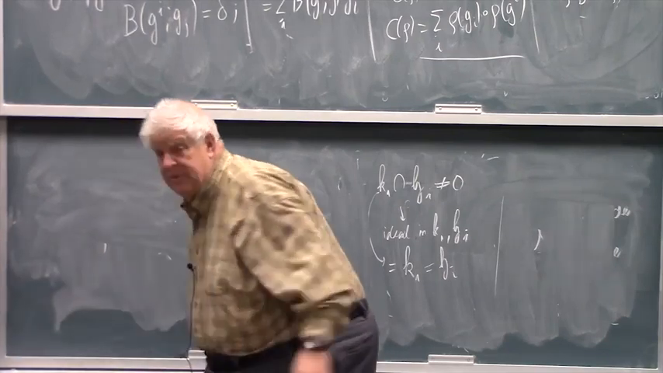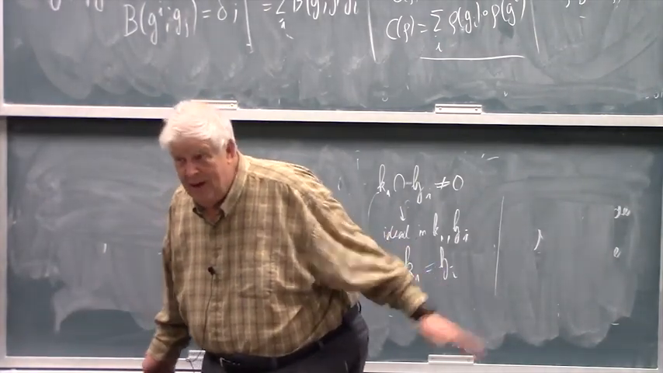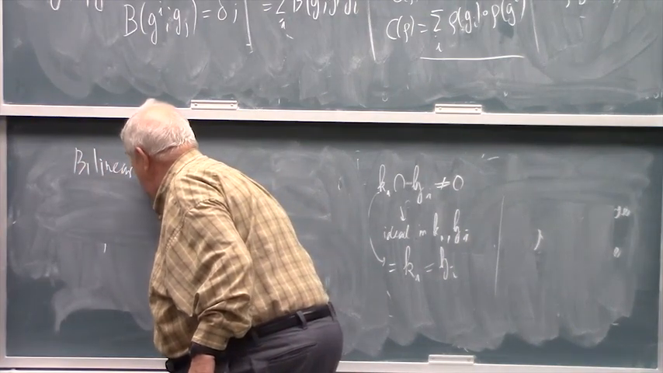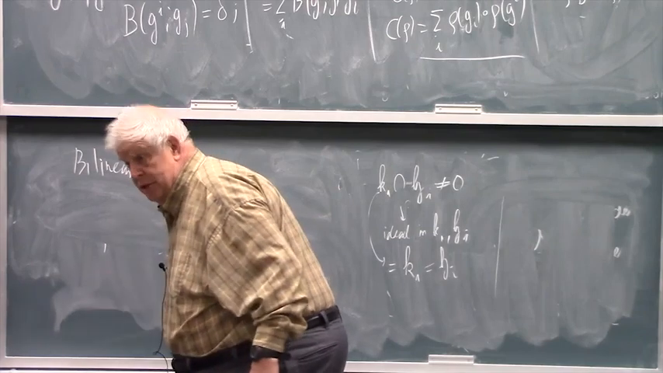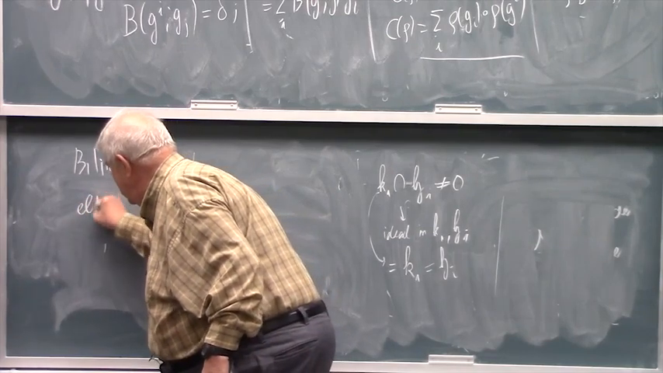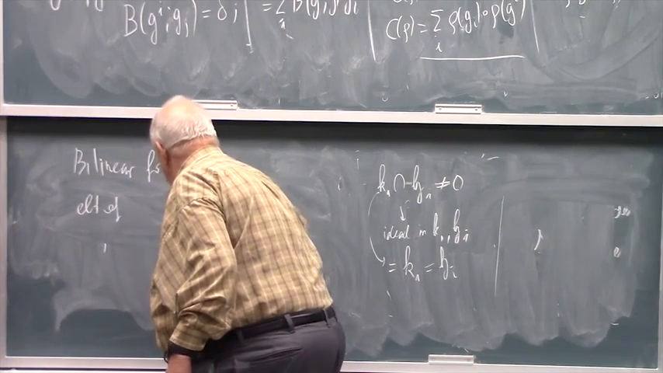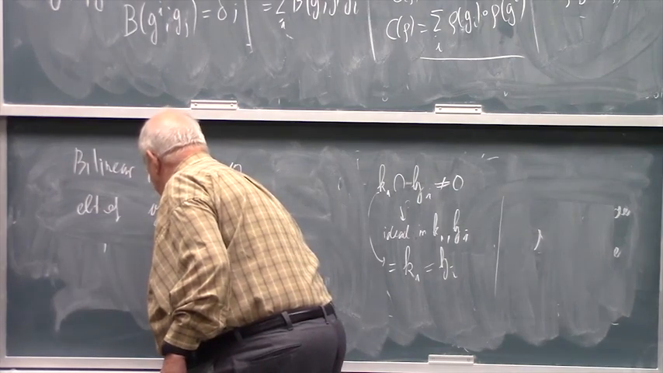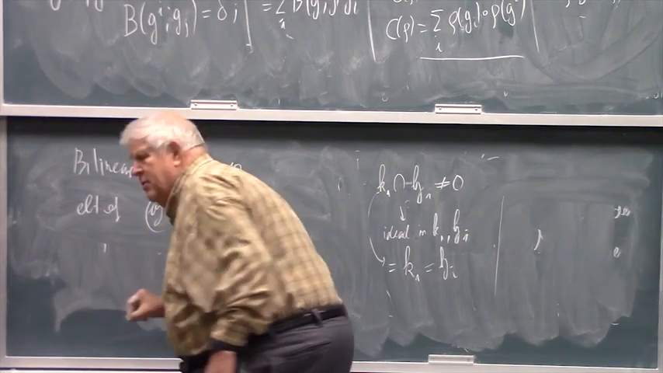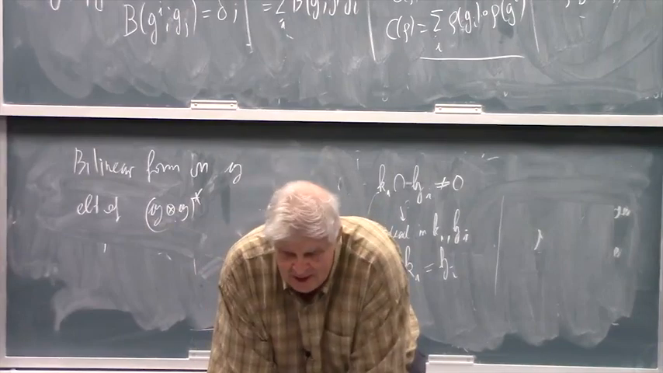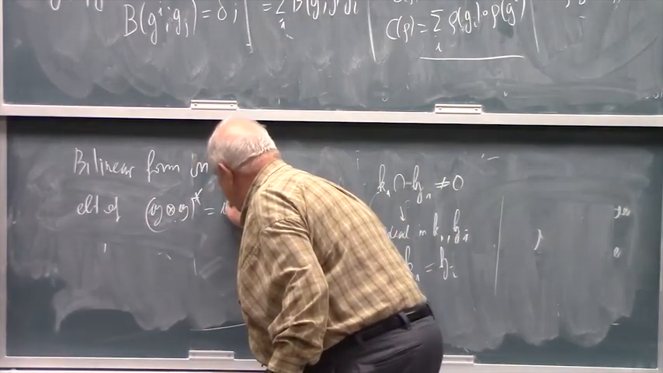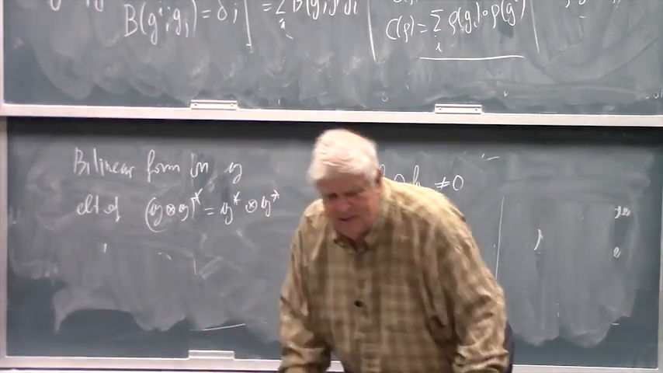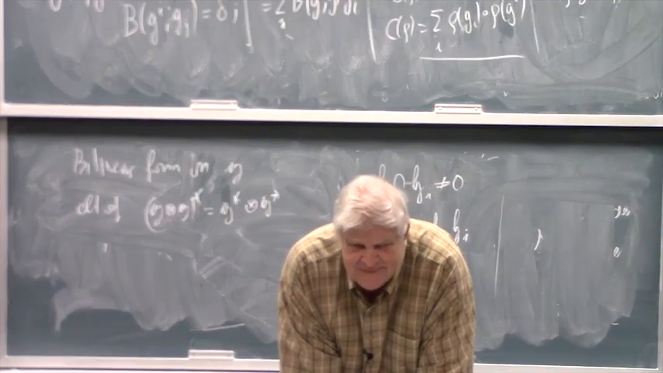What is a killing form? What is a bilinear form? A bilinear form on G is an element of the dual space to the tensor product of G with itself. I hope you understand this notation from linear algebra. If not, you can ask.